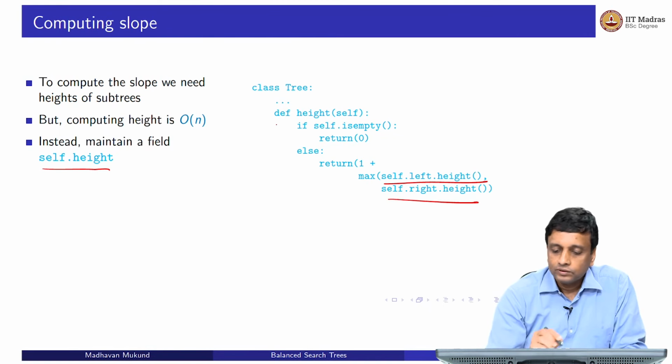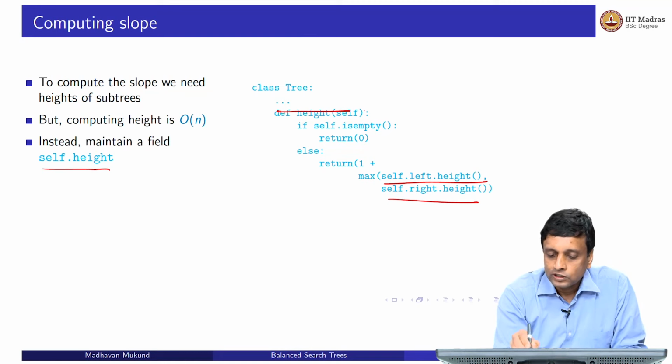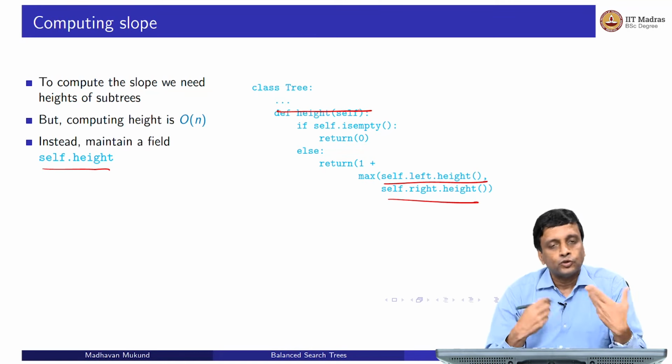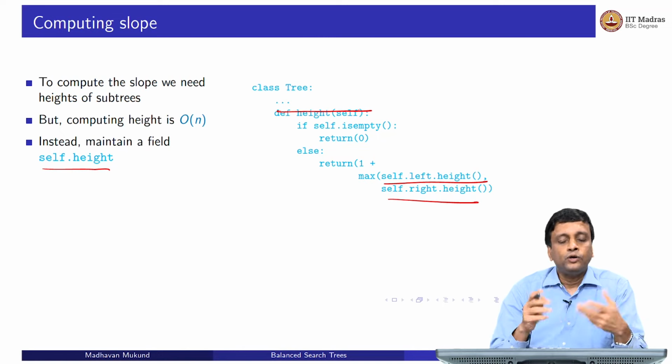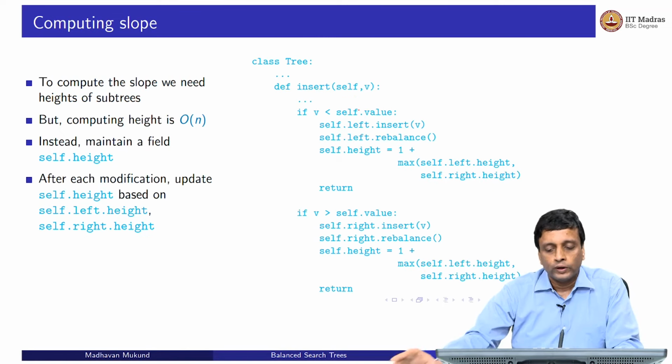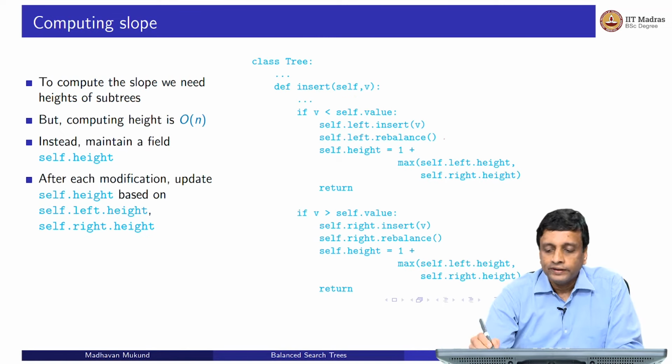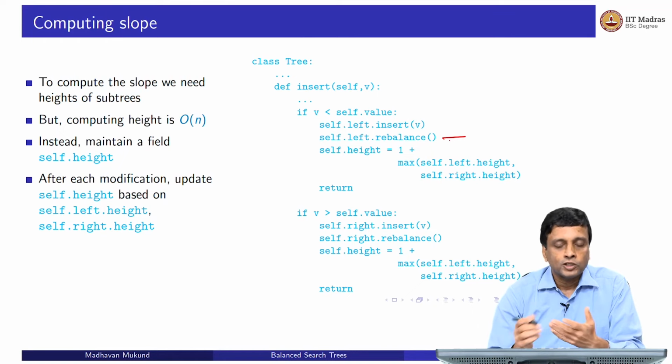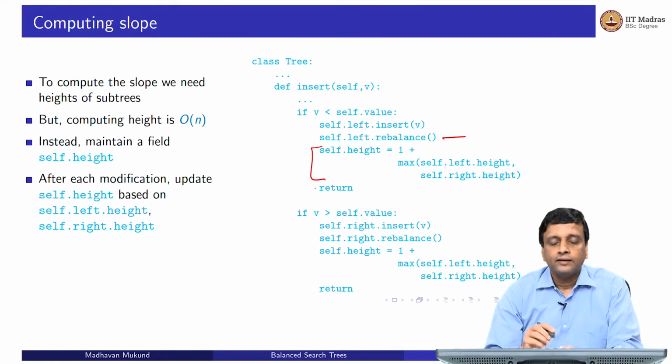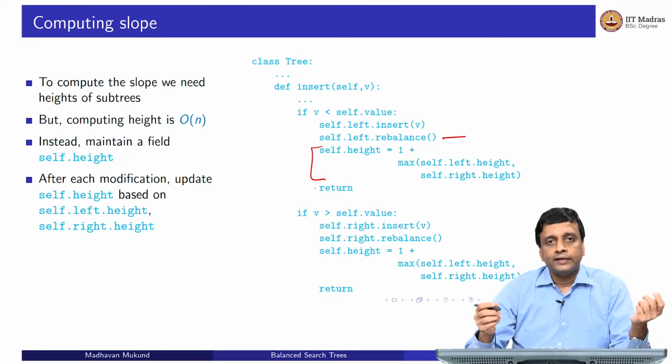Note that this is not the definition of height. The definition of height is just to return self.height. But whenever I do an update, this is what I need to do. So if you look at the update, for instance, whenever I rebalance and the heights have possibly changed, I will update my height, and incrementally and inductively I assume that my children have adjusted their heights.